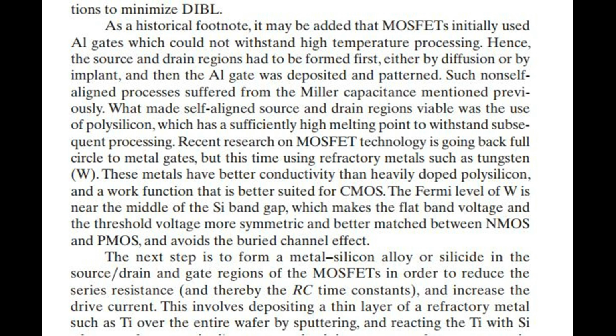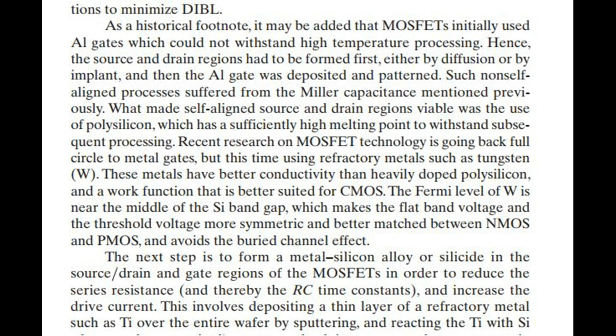What made self-aligned source and drain regions viable was the use of polysilicon, which has a sufficiently high melting point to withstand subsequent processing. Recent research on MOSFET technology is going back full circle to metal gates, but this time using refractory metals such as tungsten, W. These metals have better conductivity than heavily doped polysilicon, and a work function that is better suited for CMOS. The Fermi level of W is near the middle of the silicon band gap, which makes the flat band voltage and the threshold voltage more symmetric and better matched between NMOS and PMOS, and avoids the buried channel effect.